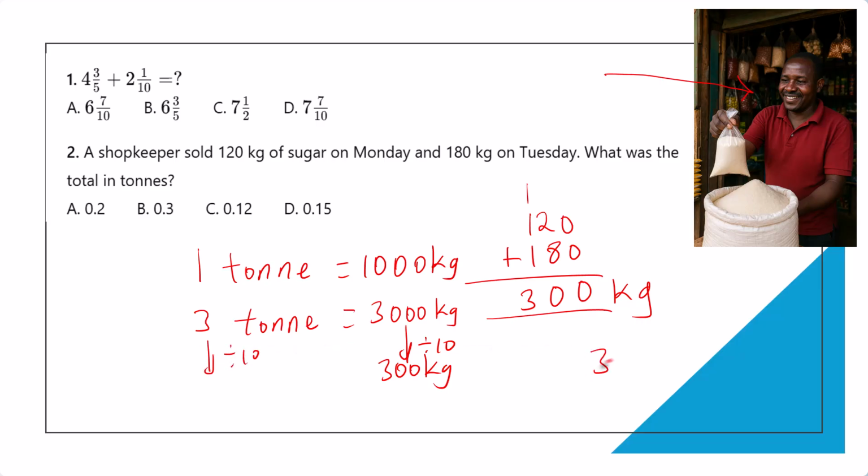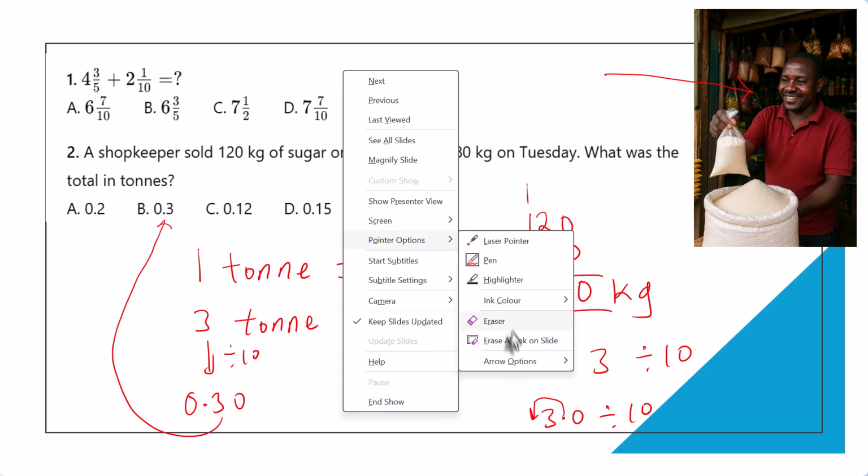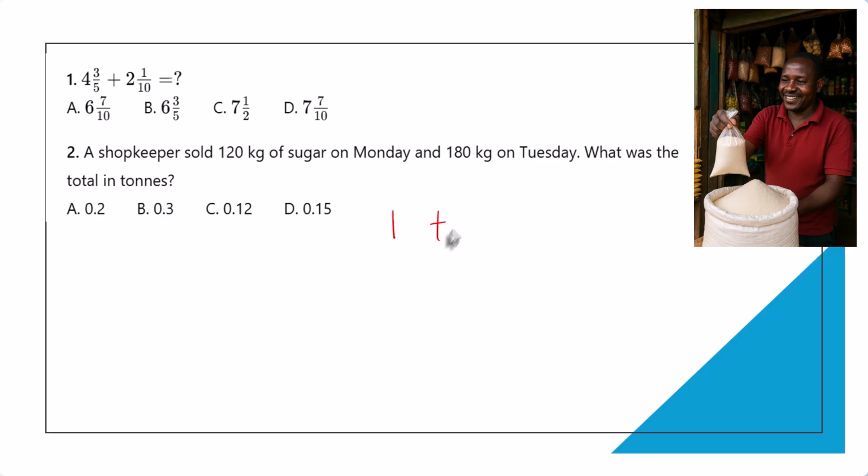Now, when you divide 3 by 10, this is how to look at it. Think of 3 as 3.0 and you divide it by 10. If you divide by 10 and there's only one 0, the decimal point always moves this side once. So the answer will be 0.30, which we can write as 0.3 tons. Do you see that? Another quick way of doing it is like this. We know that 1 ton is 1,000 kilograms.